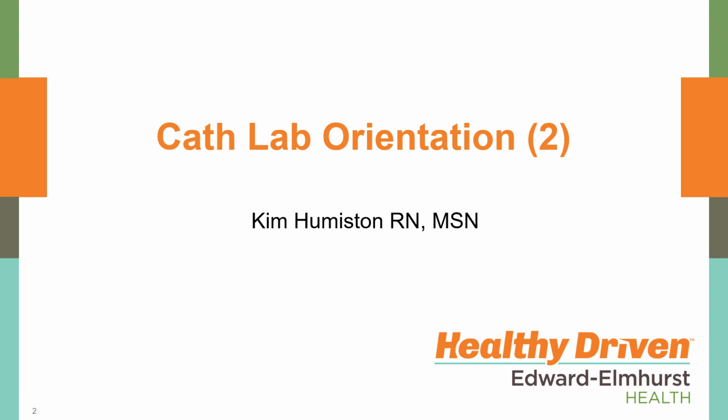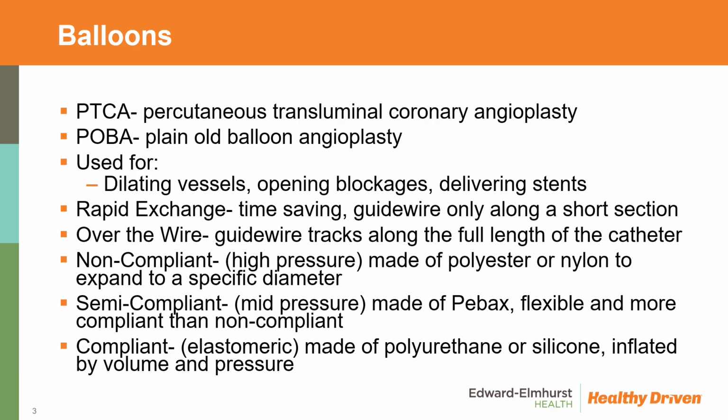All right, welcome. We are here to talk about some of the interventional pieces that we use in the Cath lab. So let's get started. So we have balloons to start off with. The procedures we do with balloons are called a PTCA, or percutaneous transluminal coronary angioplasty, or a POBA, plain old balloon angioplasty. It is used for dilating vessels, opening blockages, delivering stents.